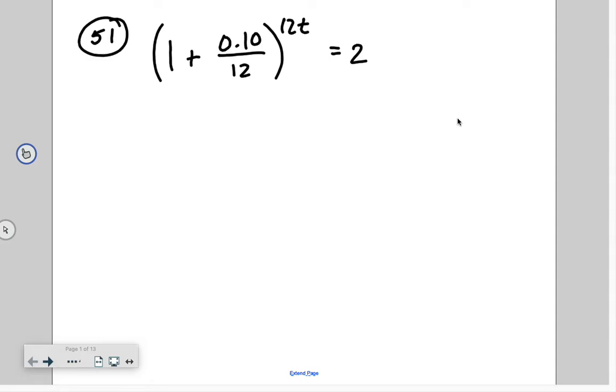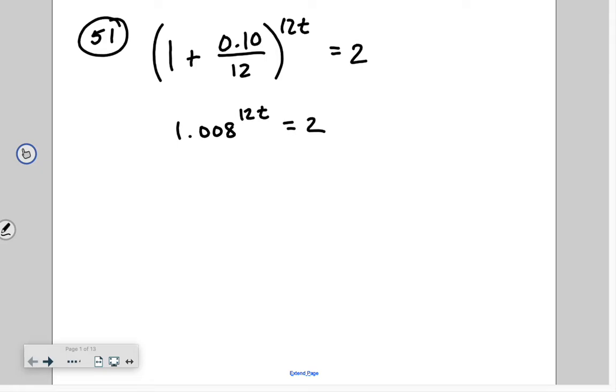So if you divide the 0.10 by 12 and then add 1, what do you get? Somebody help me out as you work your way through this. What does the stuff in parentheses actually equal? 1 point what? What is it? 008. Okay. So we have 1.008 to the 12t power equal to 2. Now it looks a little bit nicer.